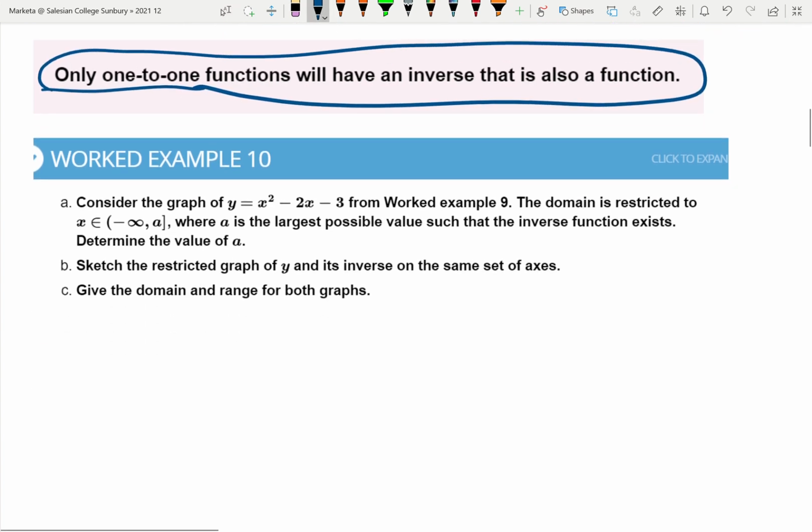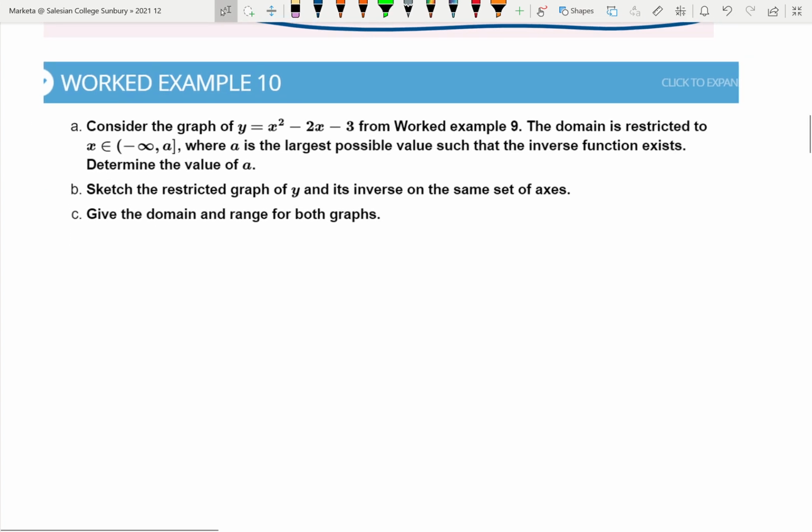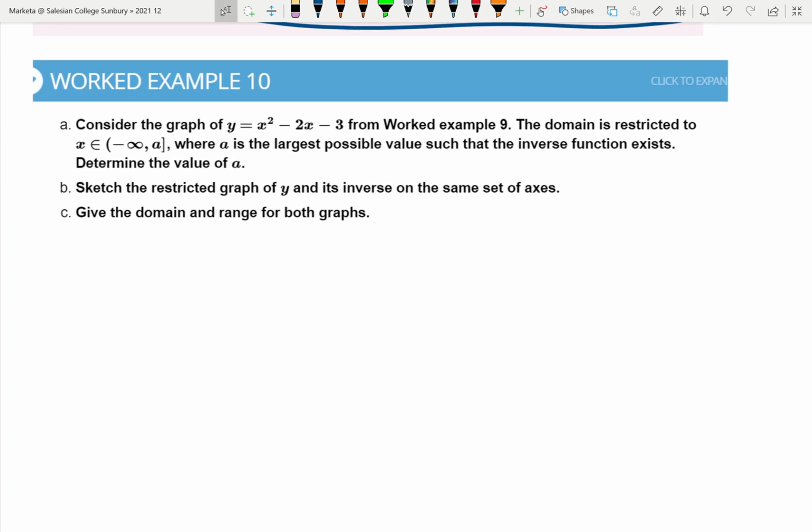So let's see up here in worked example 10. Consider the graph that we've just drawn. The domain is restricted to this value here, from negative infinity to a, where a is the largest possible value so that the inverse function exists.